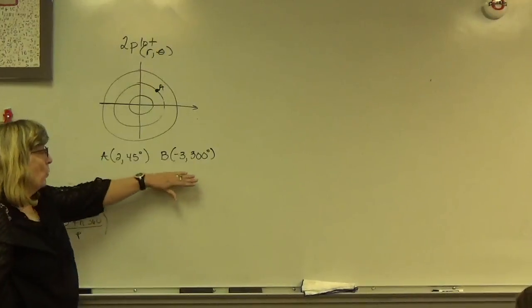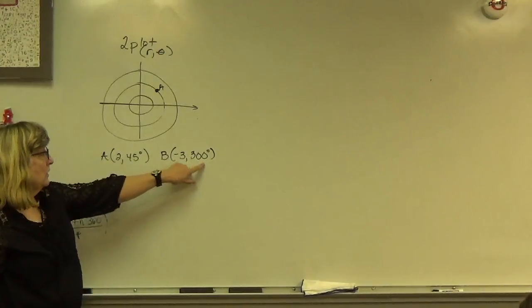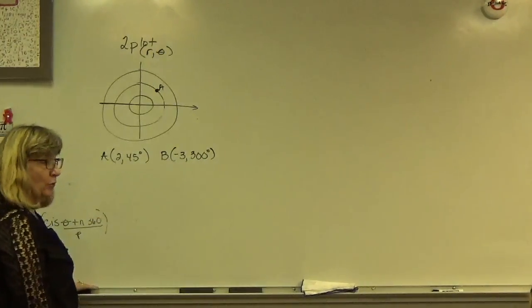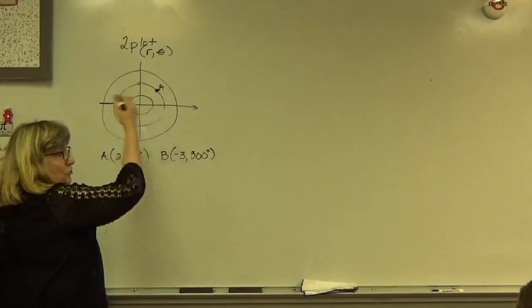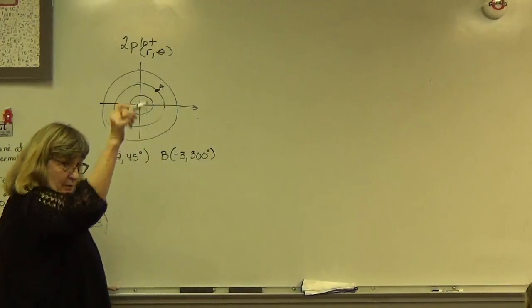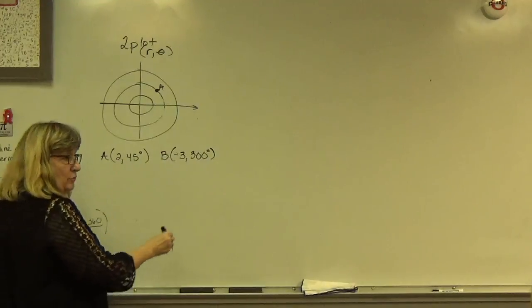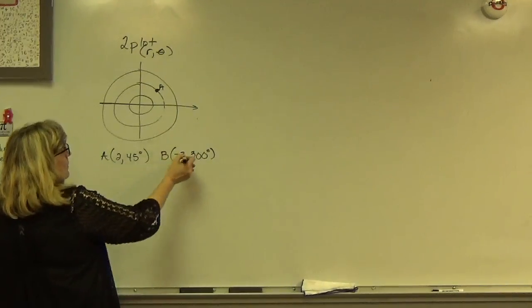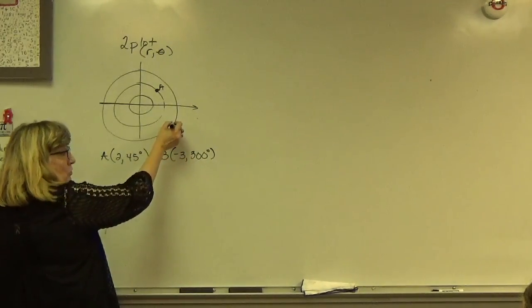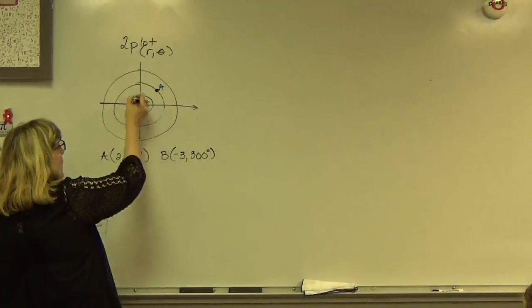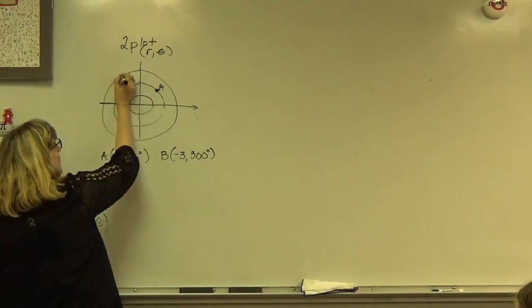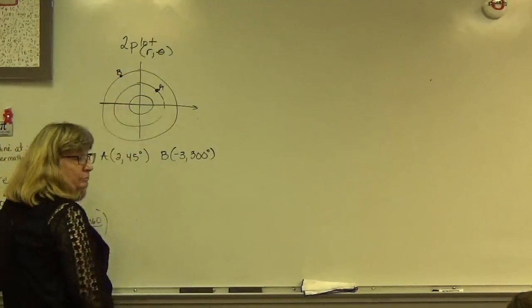Okay, what about point B? -3, 300 degrees. So 300 degrees would be in the fourth quadrant, right? Yeah. And it's easier to see on my graph that I have on your paper because I did increments of 15, so it's easier for you to find them. So -3, and what do you do when it's negative? Go the opposite direction. So it'd be somewhere there.